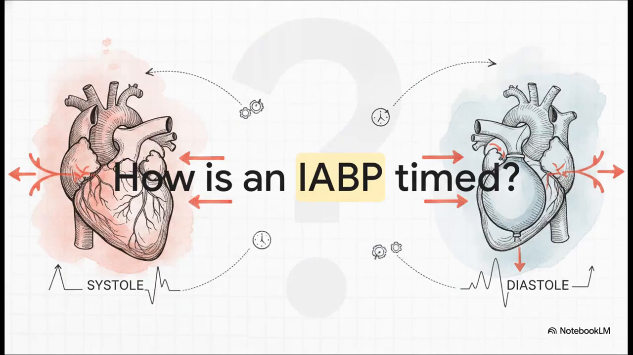Question 16. Let's test your knowledge on the precise timing required for balloon counterpulsation. When an intra-aortic balloon pump is positioned within the descending thoracic aorta, what are its two primary physiological benefits, and how exactly are they mechanically timed with the cardiac cycle? Does it A, inflate during systole and deflate during diastole? B, inflate during early diastole and deflate immediately prior to systole? C, deflate during diastole and inflate during systole? Or D, does it remain continuously inflated?